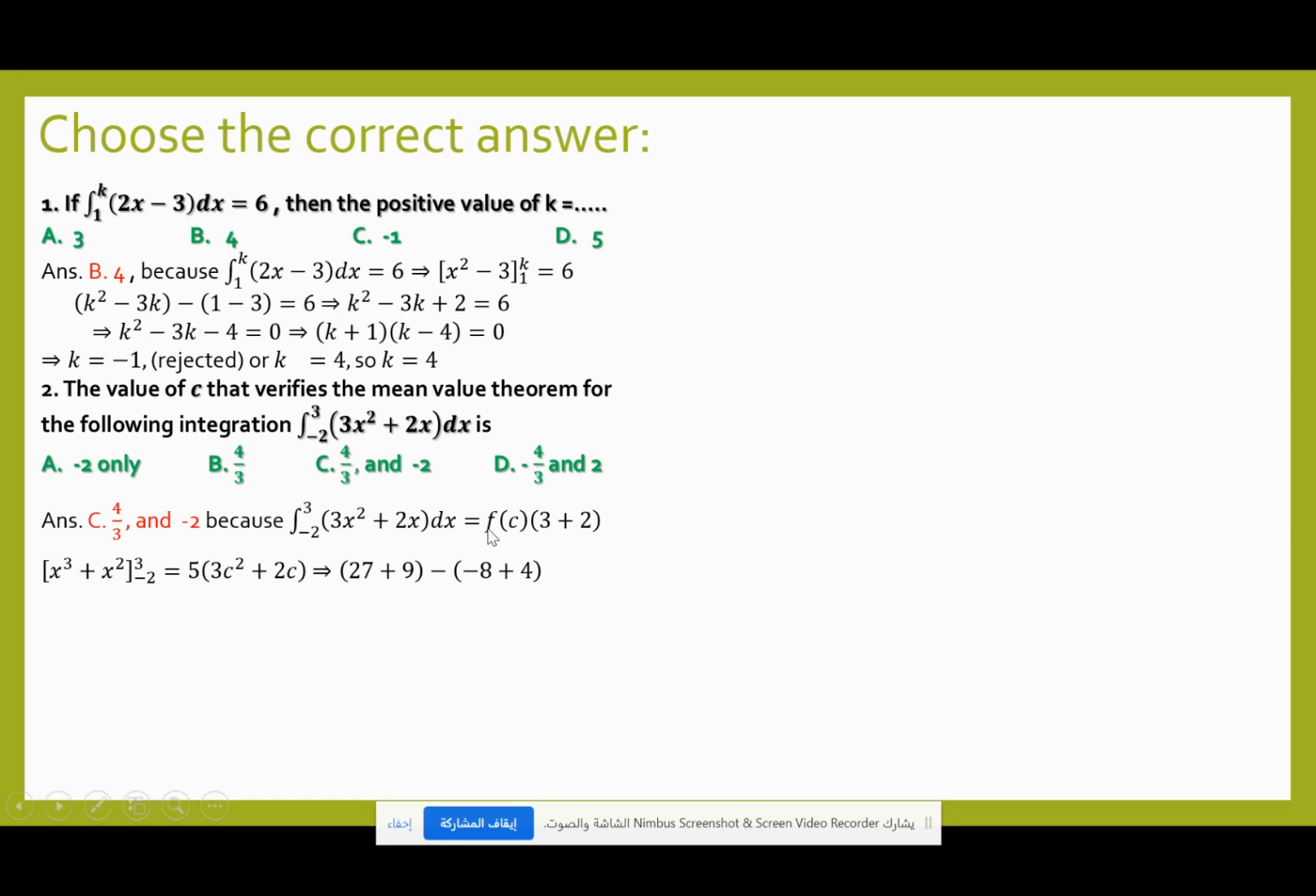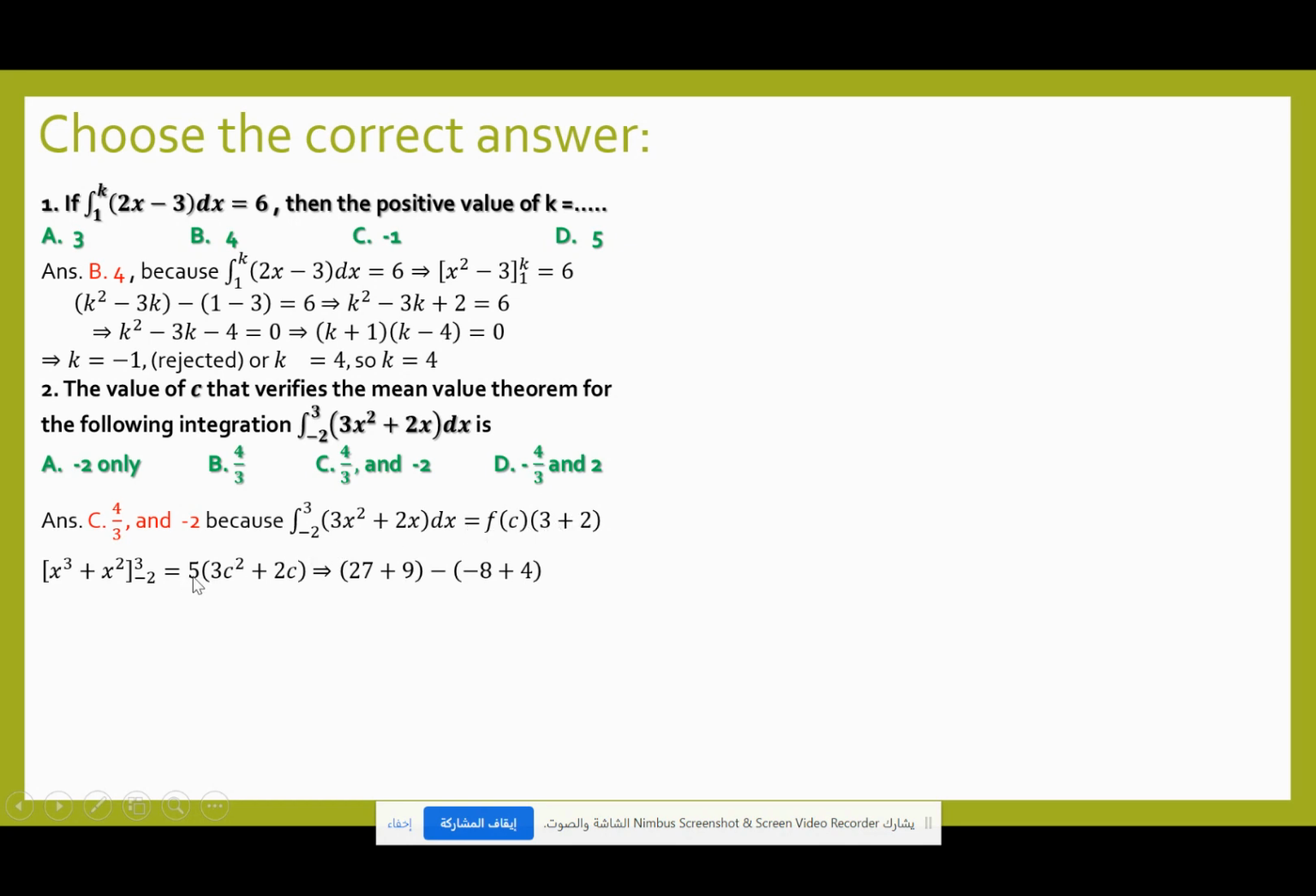From the right side, what do I have? I can replace x with c, like that. 3c squared, this is my function, plus 2 times c. This is my function, so I'm replacing x with c. And then we write it multiplied by b minus a. B is 3 and A is negative 2, and there is a negative in front, so it becomes positive, which is finally, after you add it, 5.